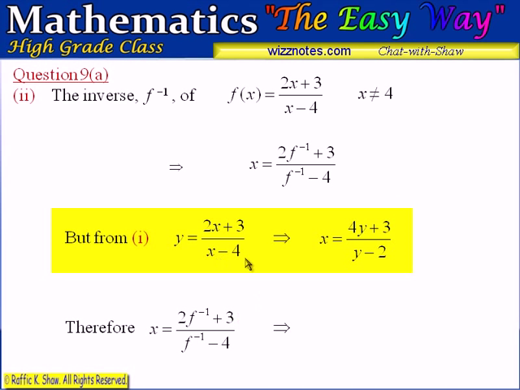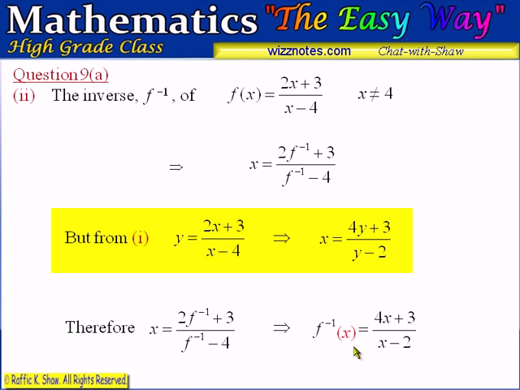So using this transposition that we did in part 1, we see that f to the minus 1 will become this. Similar to this expression, f to the minus 1 becomes this. And that's our inverse function, f to the minus 1. And actually, it is f to the minus 1 of x. So we can now put in our x here.